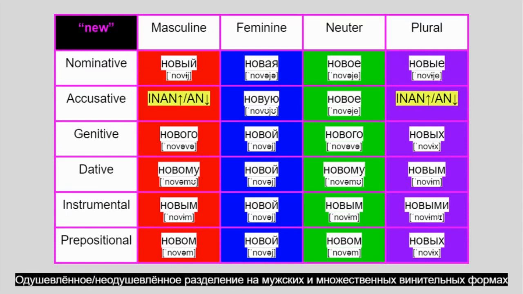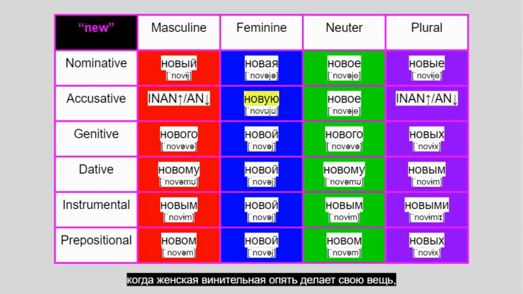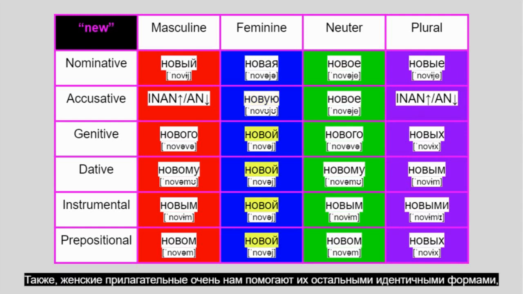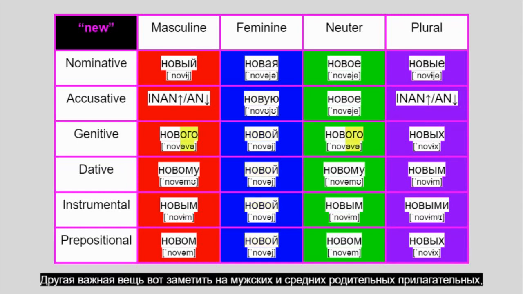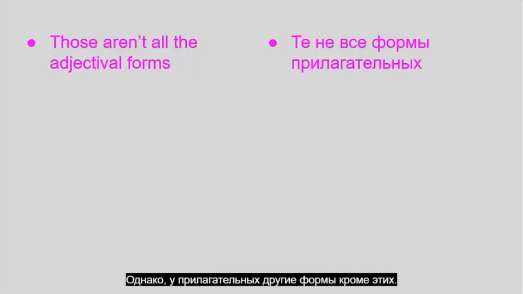The animate-inanimate divide on the masculine and plural accusative forms applies to adjectives as well, while the feminine accusative is still doing its own thing, which looks similar to the noun in fact, with the uyu suffix. Also, the feminine adjectives really help us out by having the rest of their inflections identical. All of them are oi or ye. The other important thing to note here on the masculine and neuter genitive adjectives is that the avo and yivo suffix, like the pronoun yivo, is pronounced with v even though it's spelled with ge.